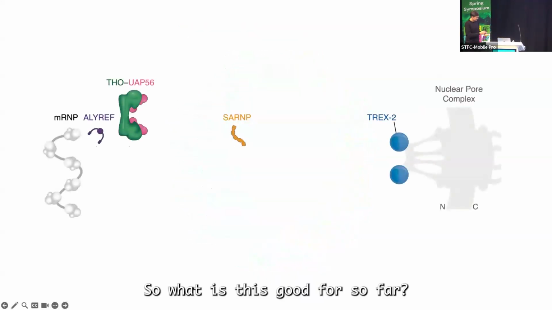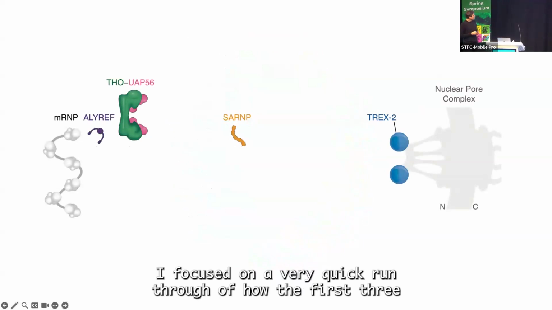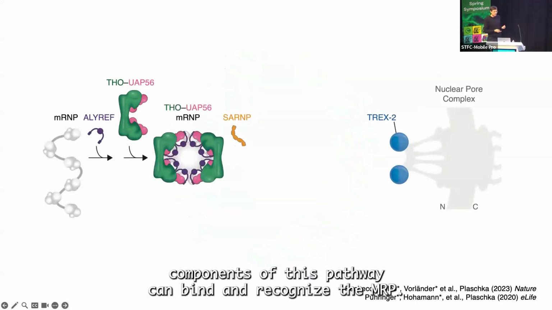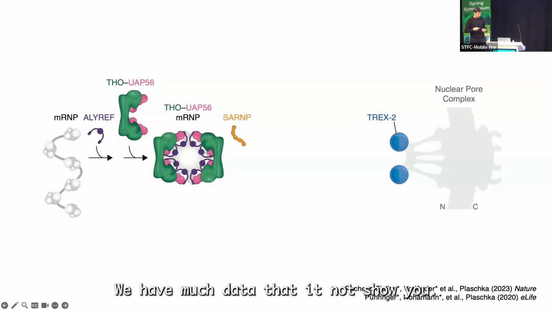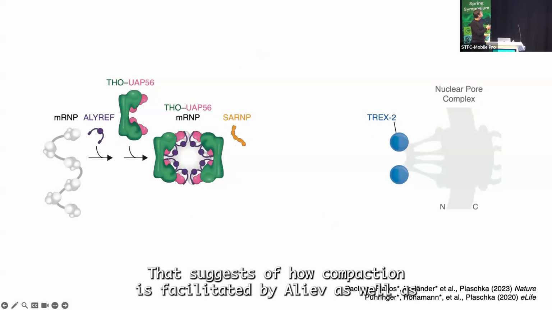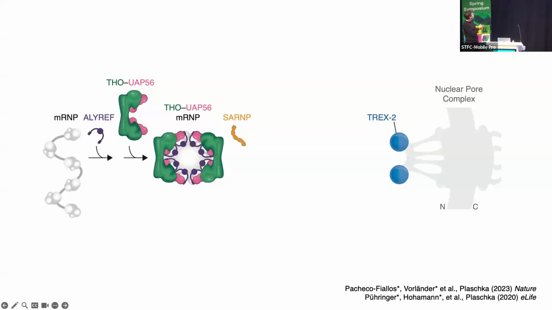So what is this good for? So far, I focused on a very quick run through of how the first 3 components of this pathway can bind and recognize the mRNP. We have much data that I did not show you that suggests how compaction is facilitated by ALYREF as well as recognition.